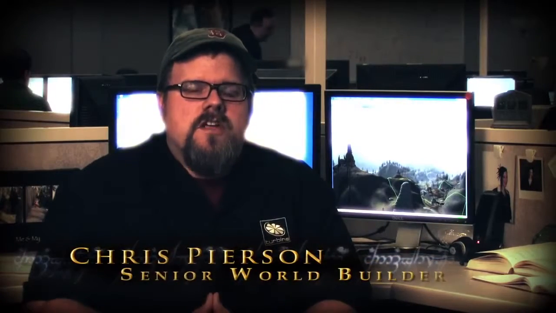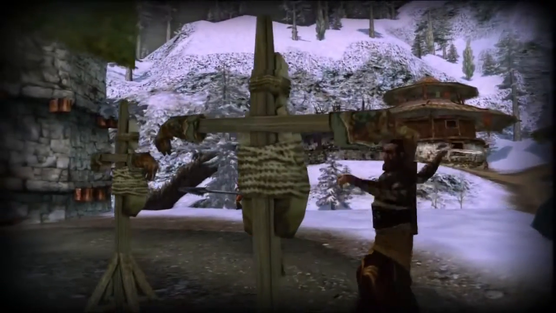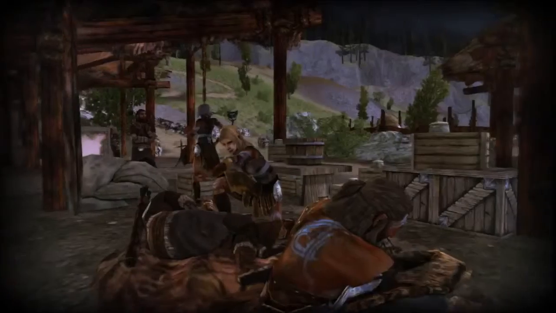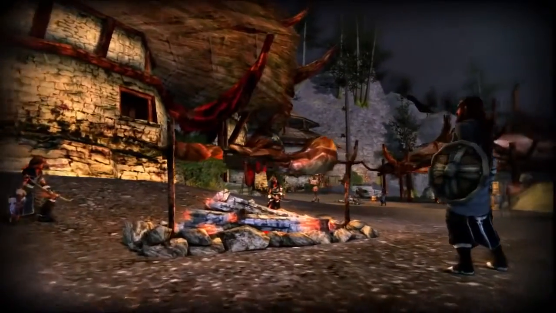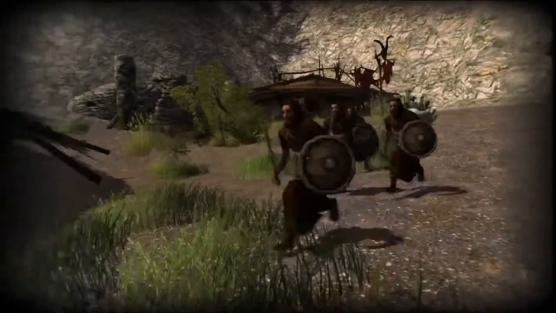Hi, I'm Chris. I'm a senior world builder on Lord of the Rings Online, and I'm working on Dunland right now. We decided to do Dunland because it gives us an opportunity to go behind enemy lines. When Saruman decides to attack Rohan, a lot of his allies come from Dunland, so by developing Dunland it gives us a chance to see where these hillmen come from and what drives them to hate the Rohirrim so much.